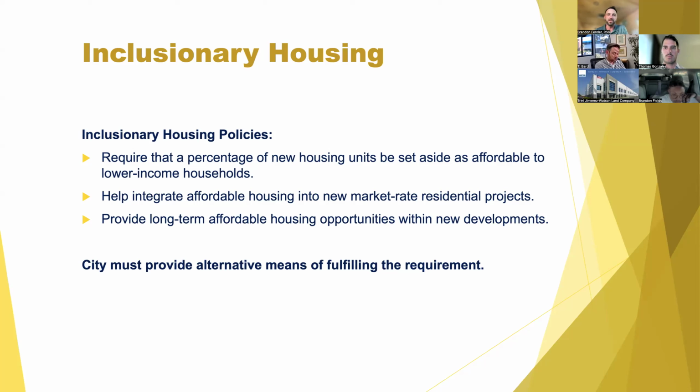As part of an inclusionary housing ordinance, the city must also provide alternative means of fulfilling the requirement. So state law requires alternative means to fulfill the requirement. Commonly, this is in lieu fees, offsite production of units, land donation, acquisition and rehabilitation of existing units that would then have covenants and restrictions on them for affordability. And I'll talk a little bit more about those alternatives in a minute here.